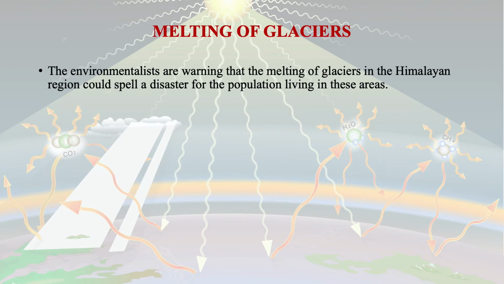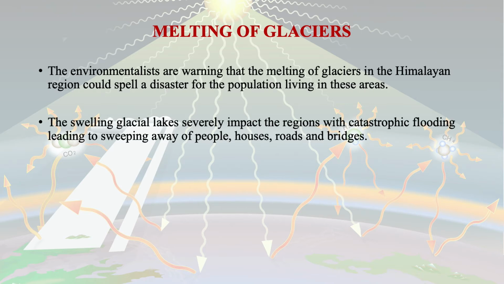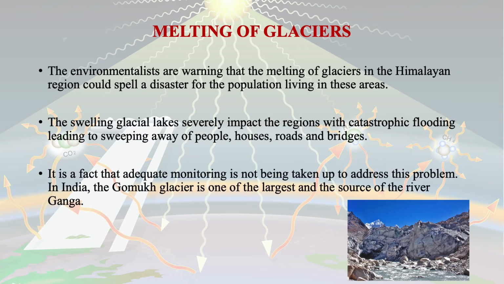The environmentalists are warning that the melting of glaciers in the Himalayan region could spell a disaster for the population living in these areas. The swelling glacial lakes severely impact regions with catastrophic flooding, leading to the sweeping away of people, houses, roads and bridges. It is a fact that adequate monitoring is not being taken up to address this problem.